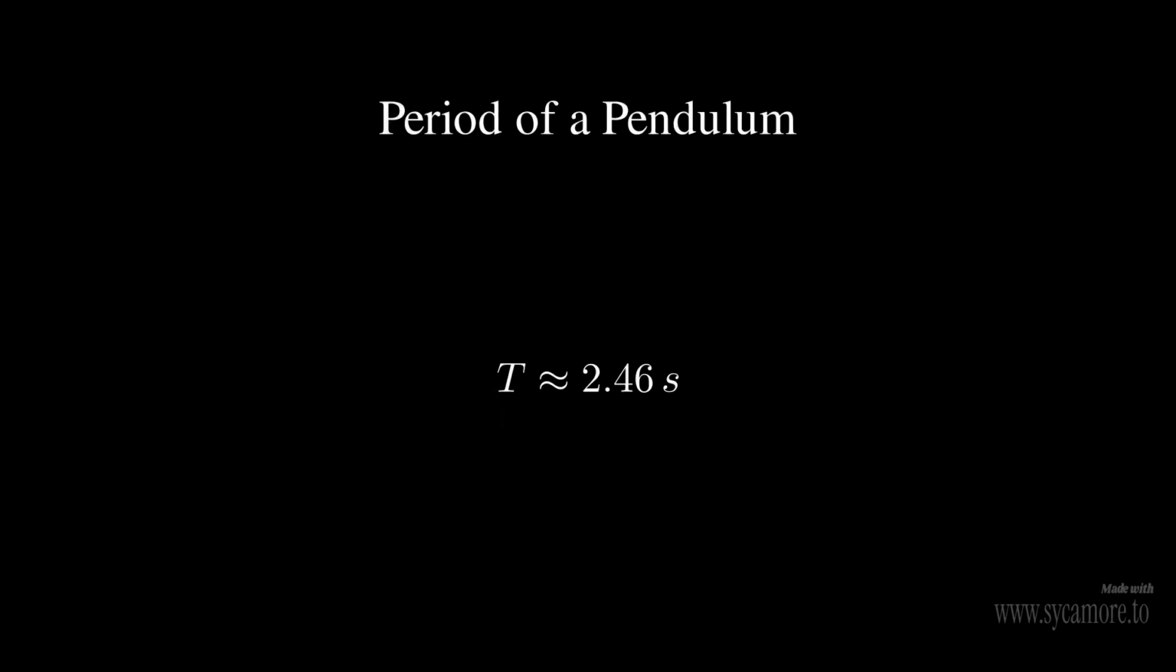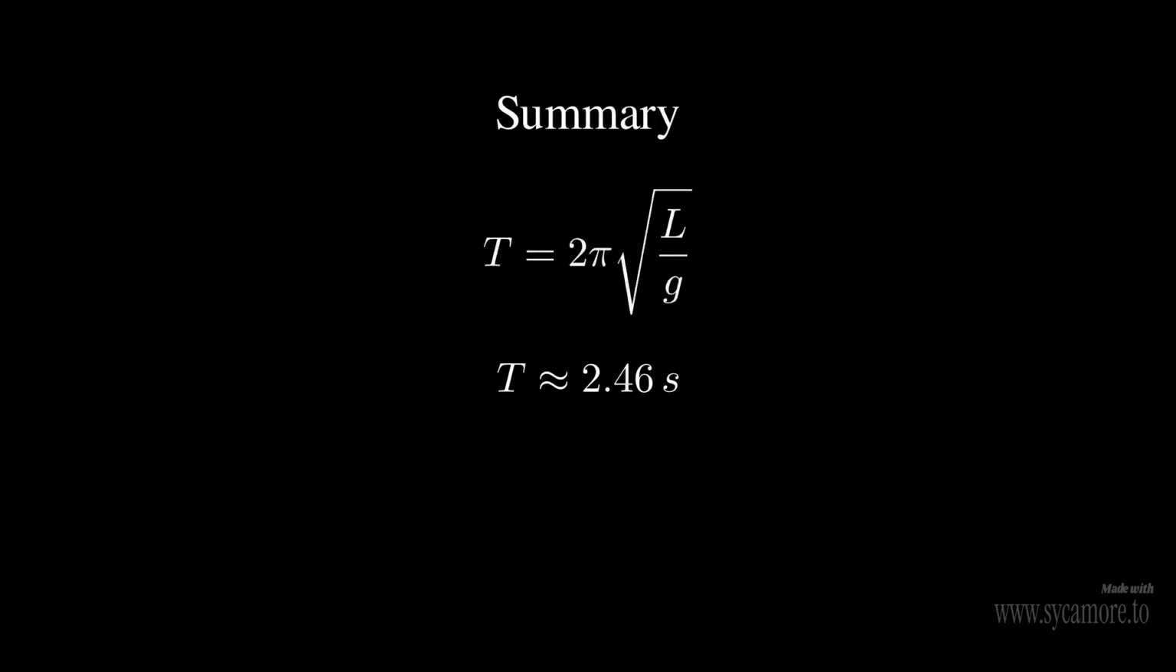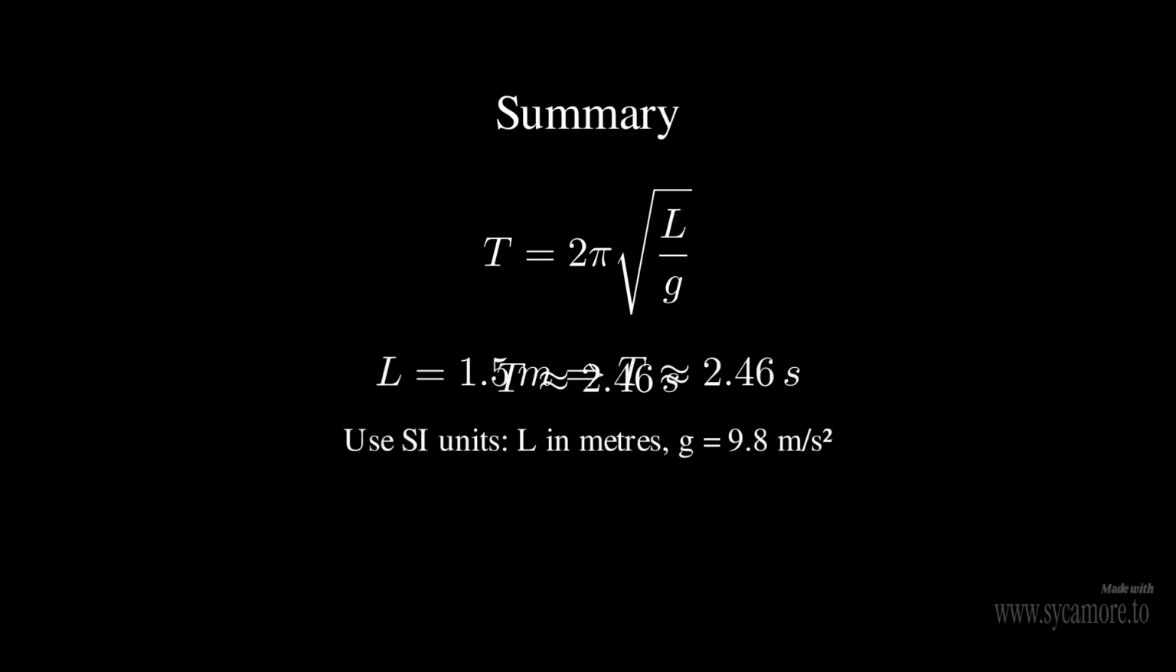To recap, identify the length, use the formula T equals 2 pi square root of L over g, substitute with consistent SI units, and compute step by step. The period of a 1.5 meter pendulum is 2.46 seconds. This method works for any simple pendulum length. Just plug in the value in meters.